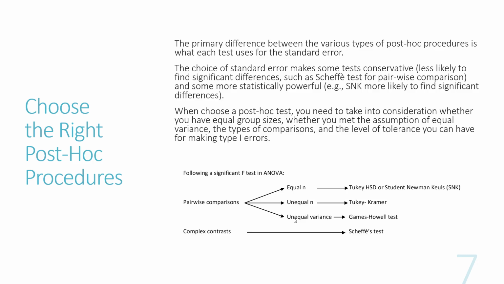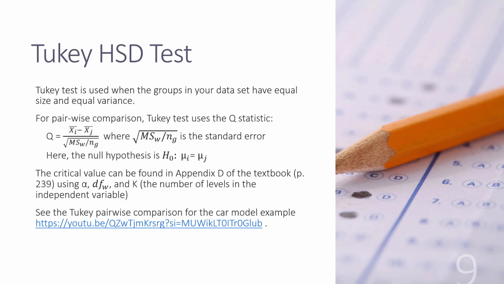The Games-Howell test is used in rare cases when the assumption of equality of variances is violated. Finally, if you ever need to make a comparison that involves more than two group means, the Scheffe method provides the flexibility to conduct complex contrasts. I demonstrated in another video how to run the Tukey HSD test in SPSS. So in this video, I'm going to demonstrate the other types of tests.